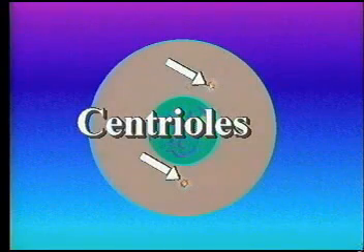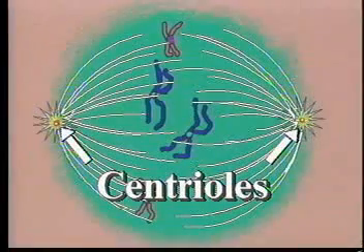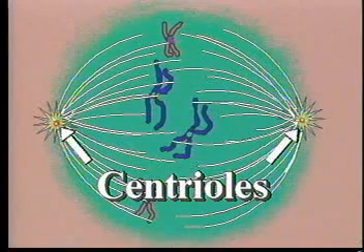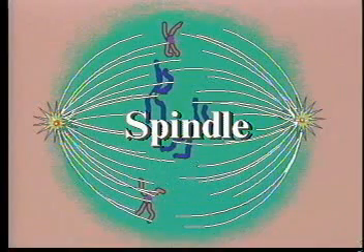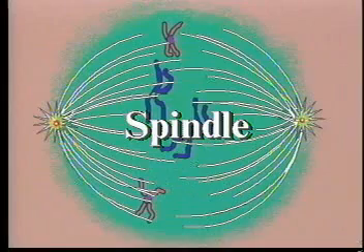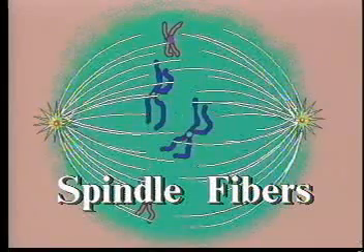Besides the changes in chromatin and chromosomes, other important events are also occurring inside the cell when prophase begins. In animal cells, a structure called a centriole or centrosome divides into 2 daughter centrioles that migrate to opposite ends of the cell. Between the centrioles, a delicate arrangement of microtubules called the spindle is formed. Microtubules that make up the spindle are called spindle fibers.